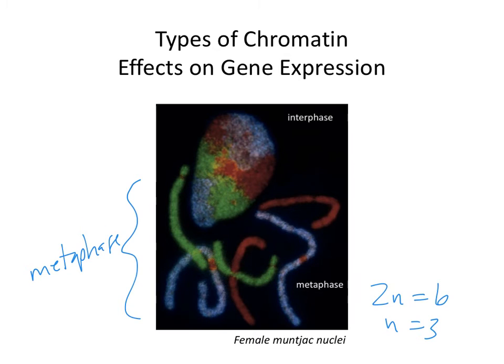So which one's euchromatin and which one's heterochromatin? Euchromatin's on top, interphase. The chromosomes are not compacted into metaphase compact chromosomes. They're open and accessible and able to be transcribed, the proteins then translated and so forth.